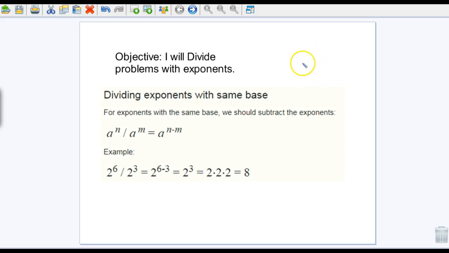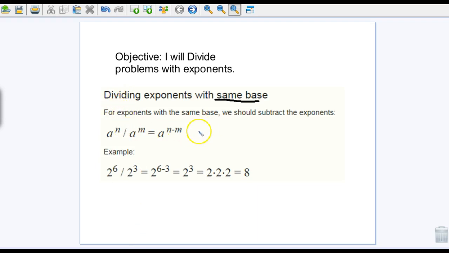And we're only going to be dividing exponents with the same base. Okay, so pause your video and I want you to copy this down. Everything that is on this slide, I want you to copy it down. Copy down your objective, which says I will divide problems with exponents. And then copy down the explanation of dividing exponents with the same base. Write all of this down and then push play when you're ready to continue. Okay, hopefully you guys have copied it all down.